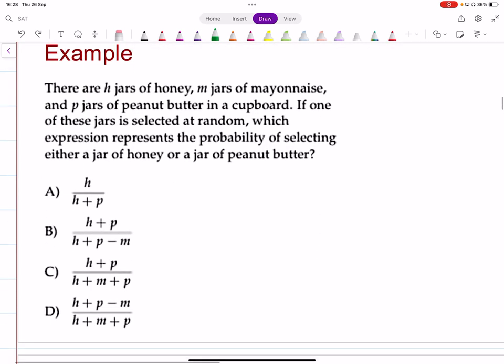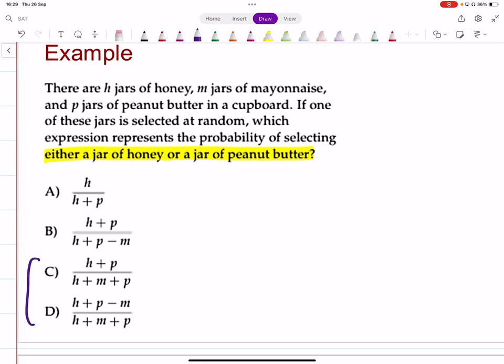There are 8 jars of honey, M jars of mayonnaise, and P jars of peanut butter in a cupboard. If one of these jars is selected at random, which expression represents the probability of selecting either a jar of honey or a jar of peanut butter? One jar is selected randomly out of all of them. What's the total number of jars? H plus M plus P.